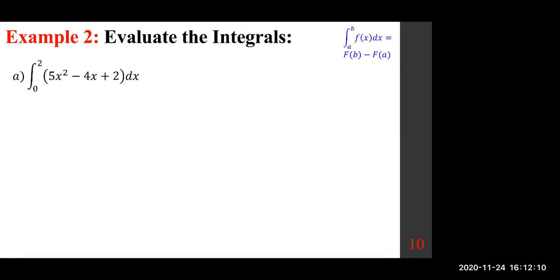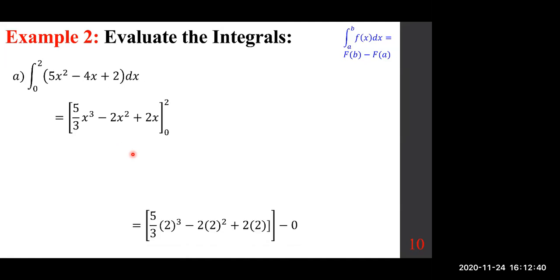Simple case. Let's integrate 5/3 x cubed. Again, by now, I'm hoping everybody's comfortable with that. 5/3 x cubed minus 2x squared plus 2x. We don't need the constant. We evaluate it from 0 to 2, which means we plug in 2. We evaluate it. We plug in 0. By the way, when you plug in 0, you get 0, class.